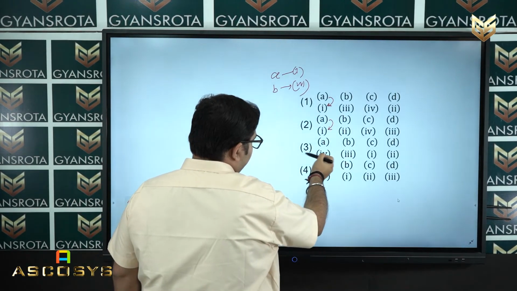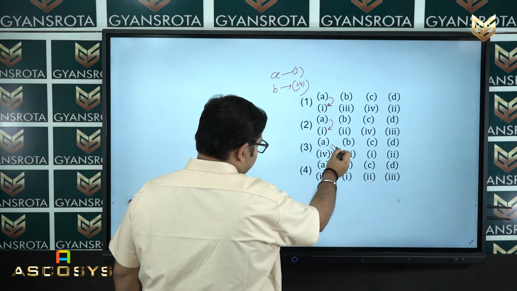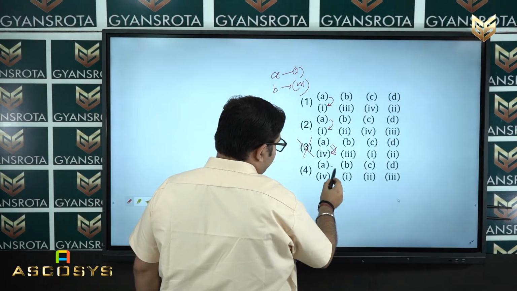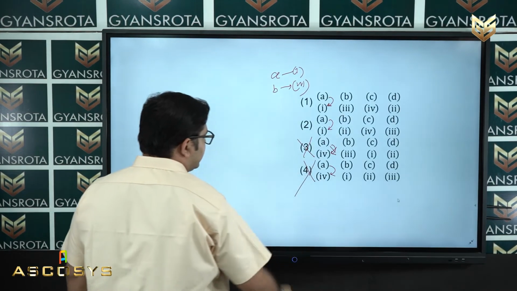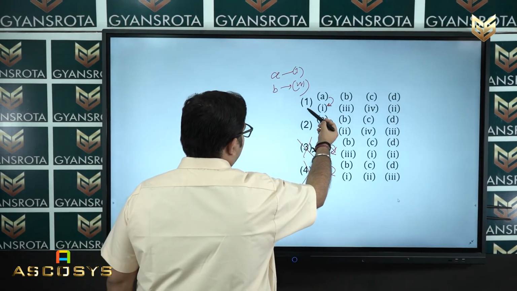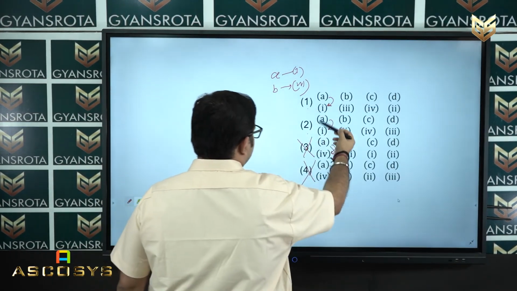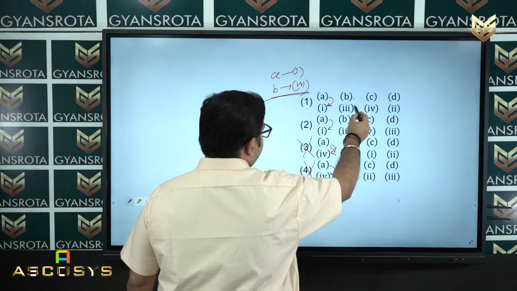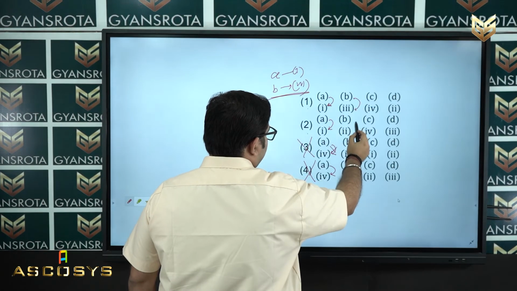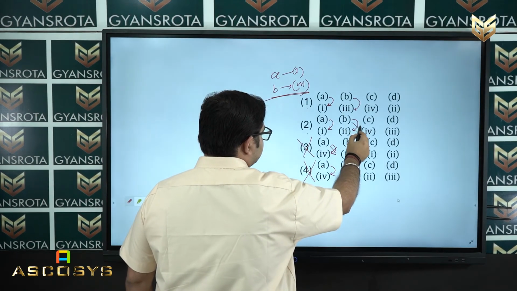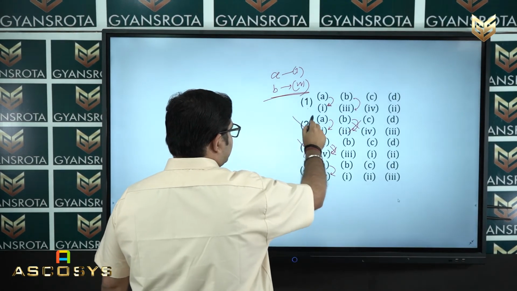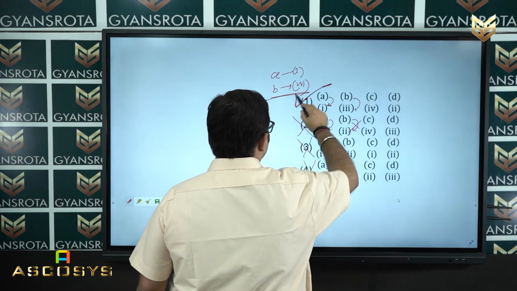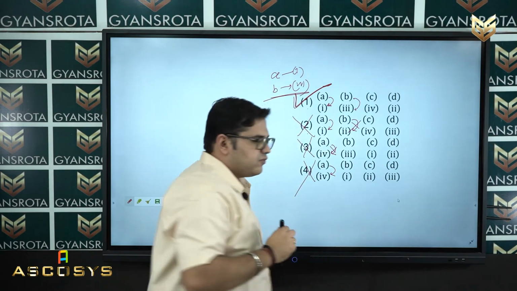But if you see in option 3, A is matched with 4, which is not possible, so option 3 we can neglect. Here also A is matched with 4, so this we can also neglect. In option 1 and option 2, A is matched with 1. Now B should match with 3. Here B is matched with 3, okay, but here B is matched with 2, so this is not possible. So option number 2 again we can neglect. So option number 1 is the correct answer of this question.